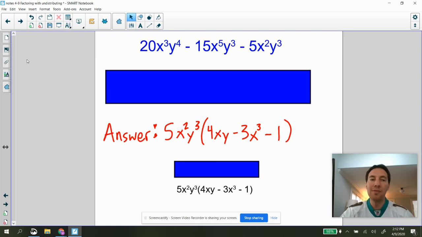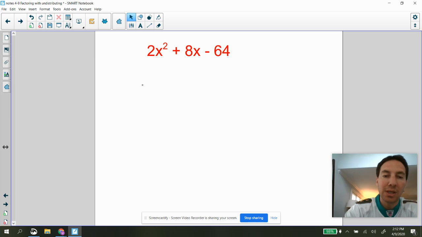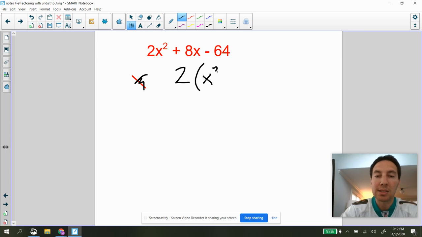All right, how about if we combine this with what you were doing before with trinomials? So first thing I'm going to do is ask, is there anything that those three terms have in common? Yes, they have a 2 in common. We can pull a 2 out. So 2, and we get x squared plus 4x minus 32.